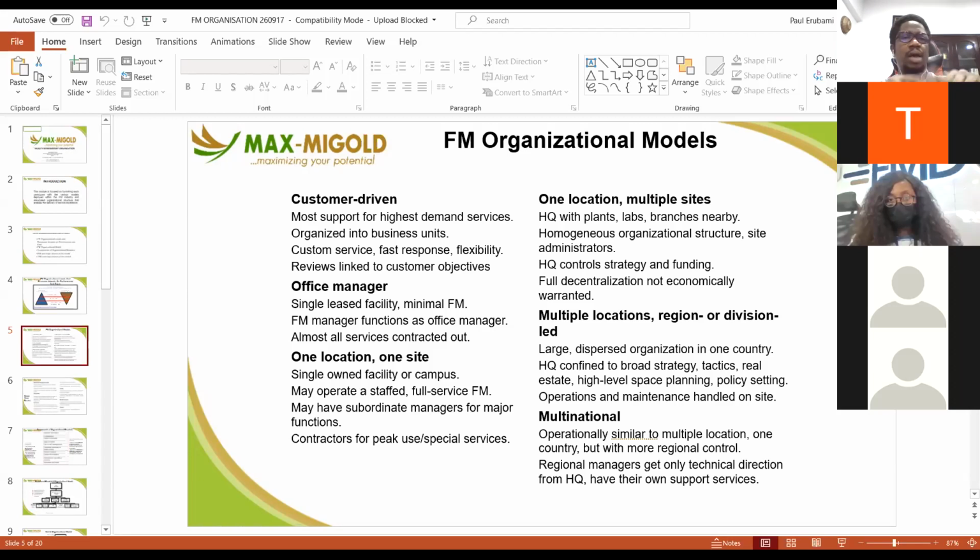In another instance, our team went all the way to Ondo to go and fix something. And they said, no, you know what? We will live with this problem because we can't afford to fix it. All right. So that's customer driven.